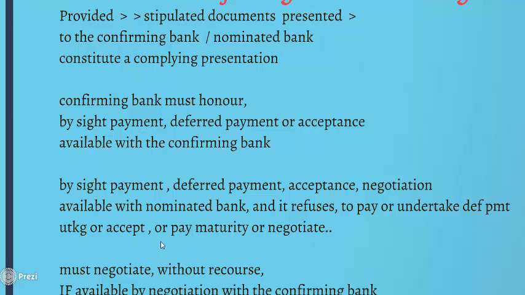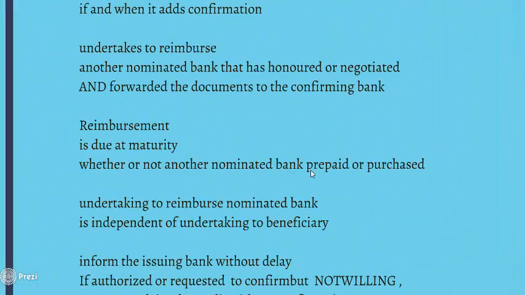The confirming bank must negotiate without recourse. Why without recourse? Because they have confirmed. And then if it is available by negotiation with the confirming bank, if the credit is available with the confirming bank, they have to negotiate without recourse. The confirming bank is irrevocably bound to honor or negotiate as of the time it adds its confirmation. The moment the credit is issued, the issuing bank is liable. The moment the confirming bank adds its confirmation, they are liable. How are they liable? Irrevocably bound. For what? To honor or negotiate.